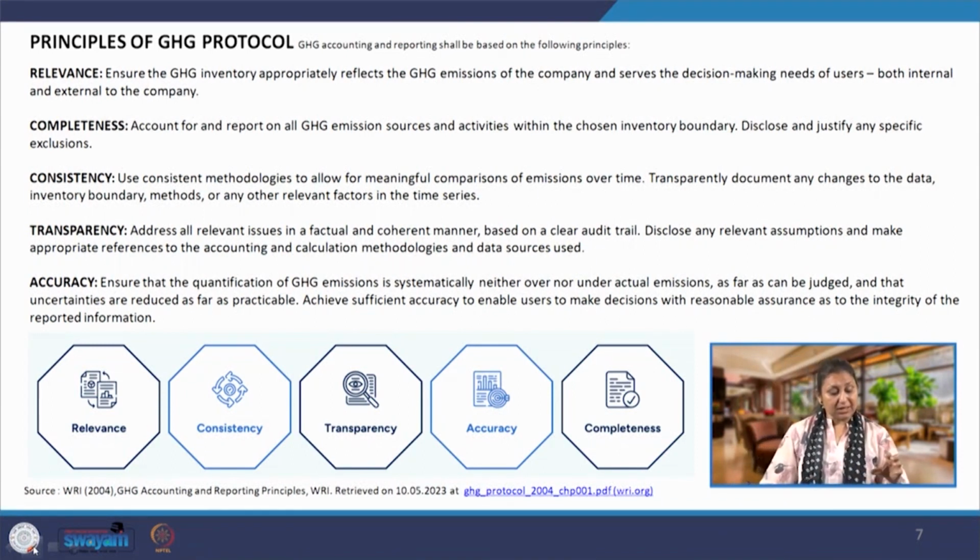The other is completeness. We have to account for and report on all GHG emission sources and activities. So, the second principle is completeness. We have to account for and report on all GHG emission sources and activities within the chosen inventory boundary. So, first we have selected the inventories, and within that we have to talk about completeness.